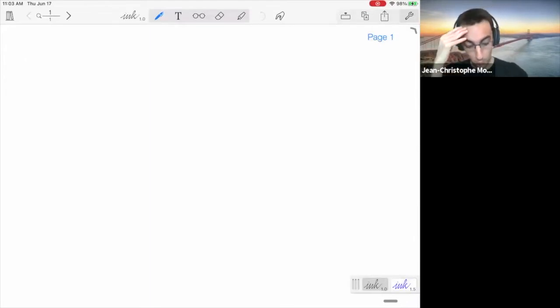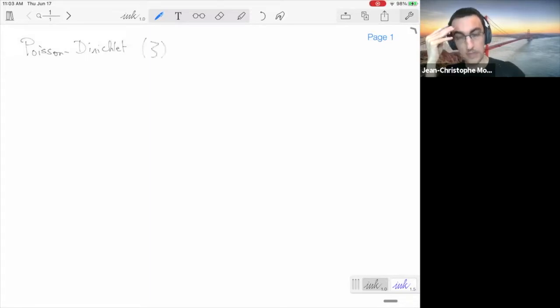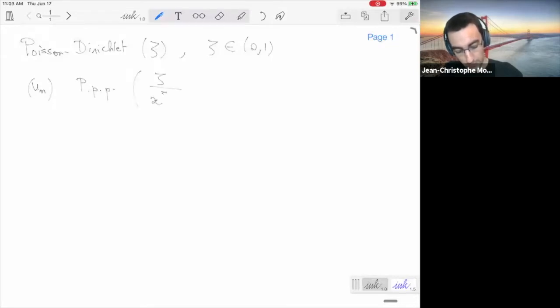And last time we discussed Poisson-Dirichlet processes. So let me write this again. This is encoded by one parameter zeta, and zeta is between 0 and 1. And it's constructed as follows. We take U_n, a Poisson point process with intensity measure zeta over x to the zeta plus 1 dx, restricted to x positive.